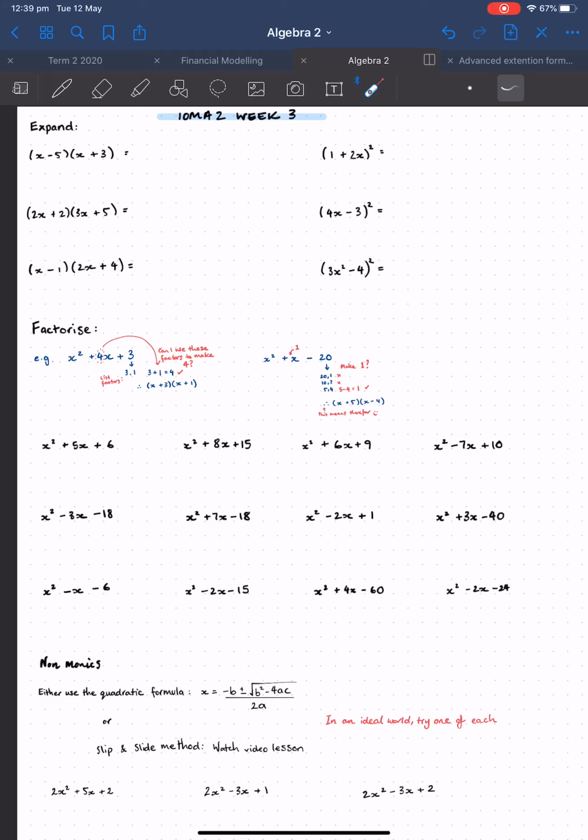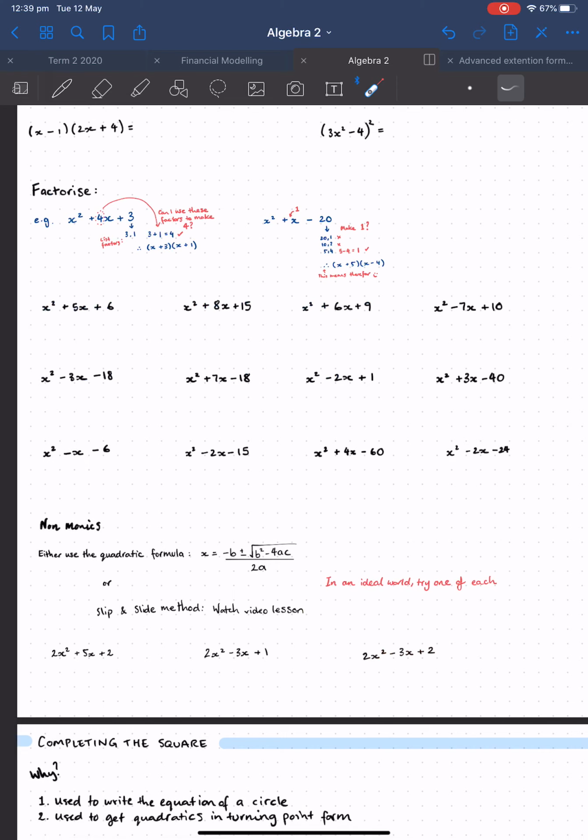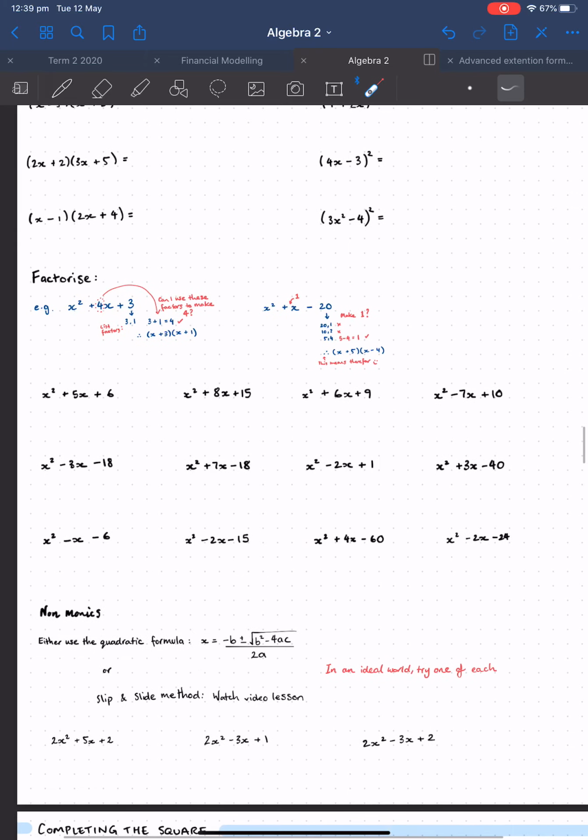Okay, hey guys. I've heard from a couple of people that are struggling with this expanding bracket stuff, and a couple of people struggling with some factorising, and I imagine most people are going to struggle with this non-monic stuff because honestly it's a bit of an extension thing. So really just focus on these first two.